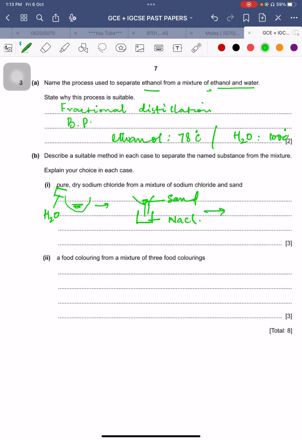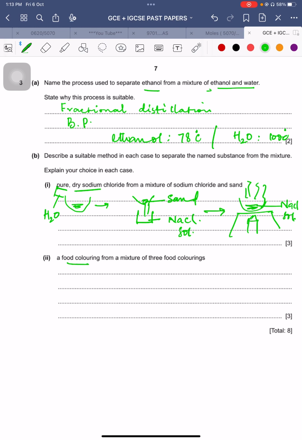After filtration, we are going to shift the sodium chloride solution from the beaker to the china dish, and here we are going to heat it. This is a tripod stand and this is a Bunsen burner. Here it is, sodium chloride solution, and as a result of this heating, all the water will be evaporated and only sodium chloride will be left at the bottom. They are saying pure dry, so you cannot just prepare sodium chloride solution and say that it is separated from sand. No, we have to take sodium chloride out of the sodium chloride solution as well.